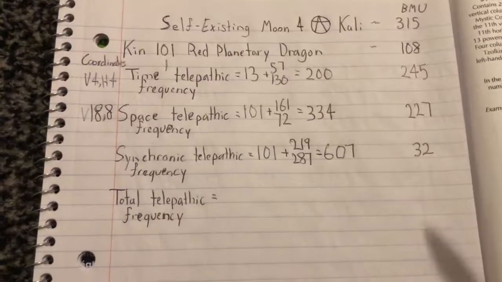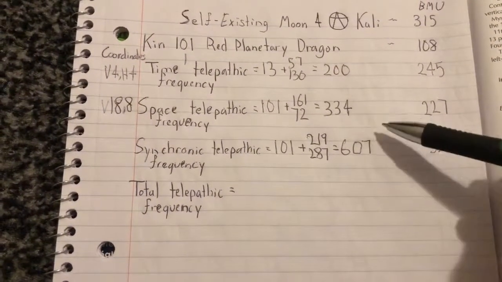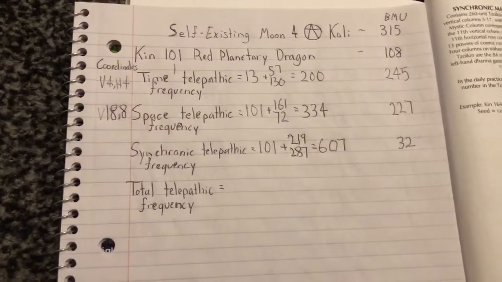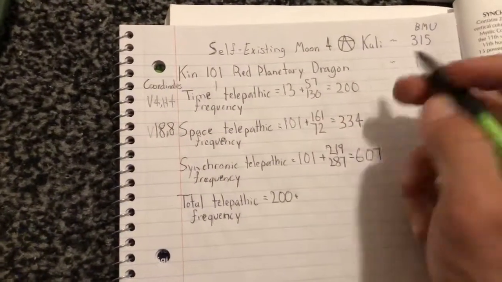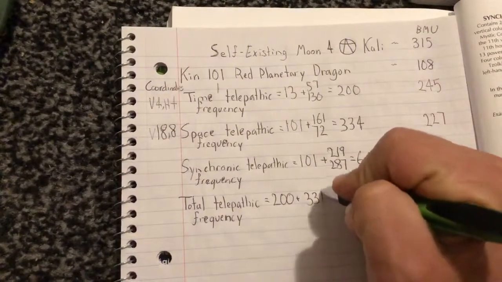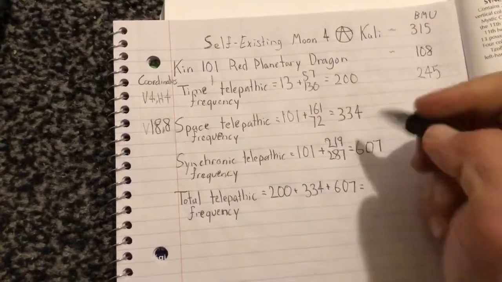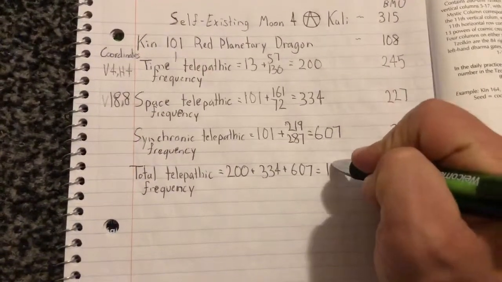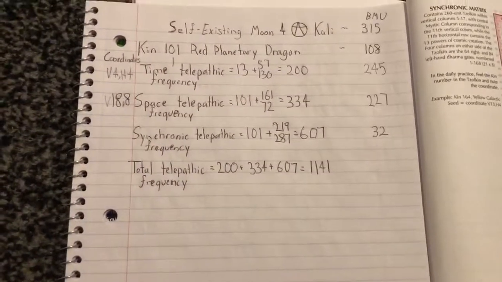So now we got our three telepathic frequencies: time, space, and synchronic. So now we add them up, which should be 1141. Boom. There's our total telepathic frequency today.